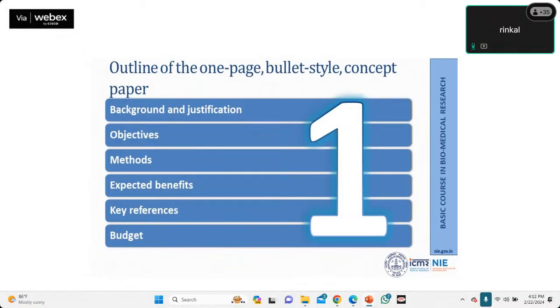Okay, so outline of the 1-page bullet style concept paper. Basically it's 1 page or maybe 2 pages, but it's in the bullet style presentation. These are the 6 major heads in which we are supposed to write down a concept paper. First is background and justification, then the objectives, methods, expected benefits, key references, and budget. These are the 6 heads under which we have to write down a concept paper.